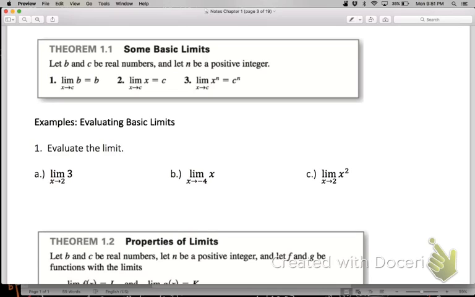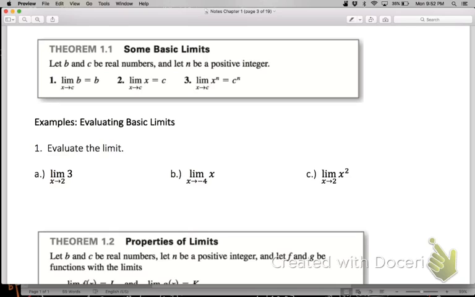Okay, so some basic limits. c is going to be just any real number, and so is b. And n is always going to represent a positive integer in this case. The limit as x approaches c of b, the limit of a constant, is going to be equal to that constant. So the limit as x approaches 4 of 10 is just going to be 10. If I have the limit as x approaches c of x, I can substitute in c, and the limit is just going to be c. And for the limit as x approaches c of x to the nth power, where n is a positive integer, so we're not talking negative exponents here, it's just going to be c to that power.